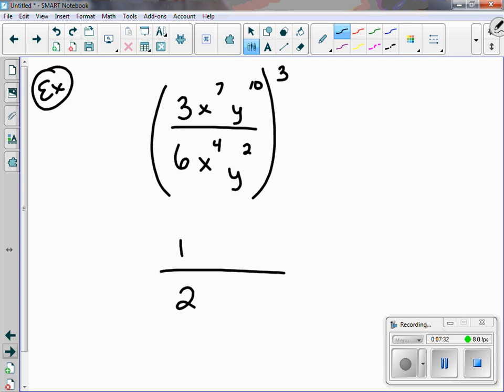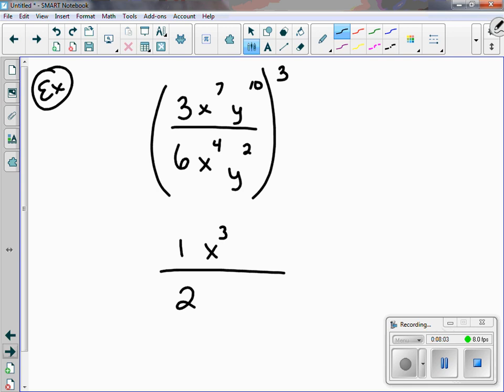Now here's the trick. If you don't want to have to deal with the negatives, subtract your exponents, and whichever exponent is higher in terms of where you're starting, that's where the x is actually going to land. So because x to the 7th is larger than x to the 4th, I know that the x is going to be in the numerator because the 7 is larger than 4. Just a quick trick. 7 minus 4 gives me 3, so I've got x cubed.